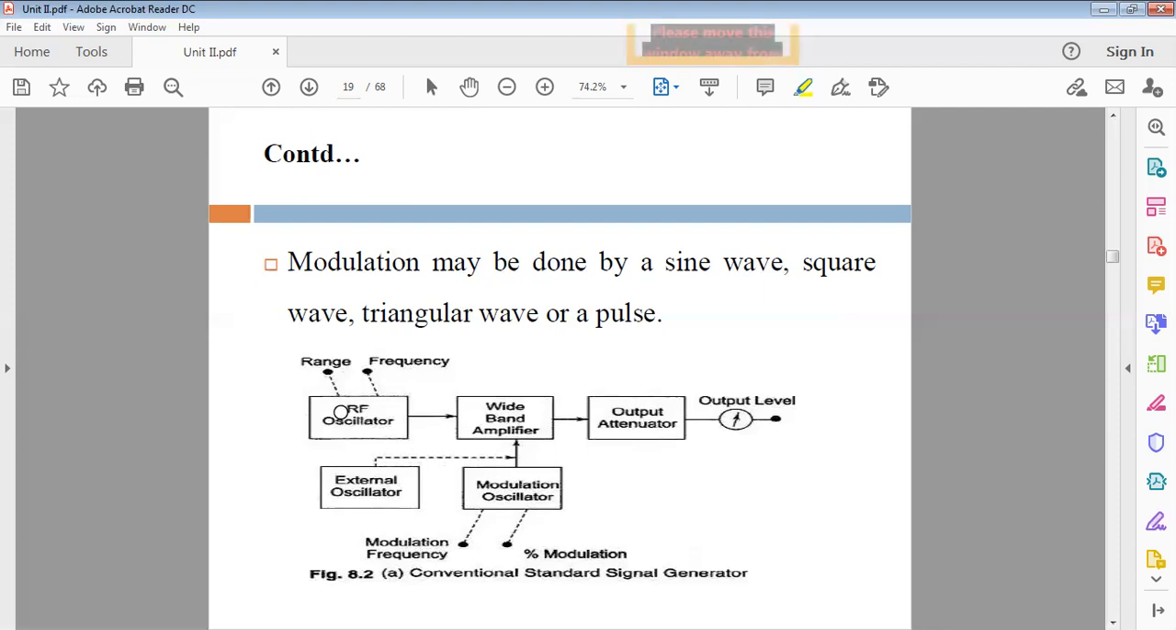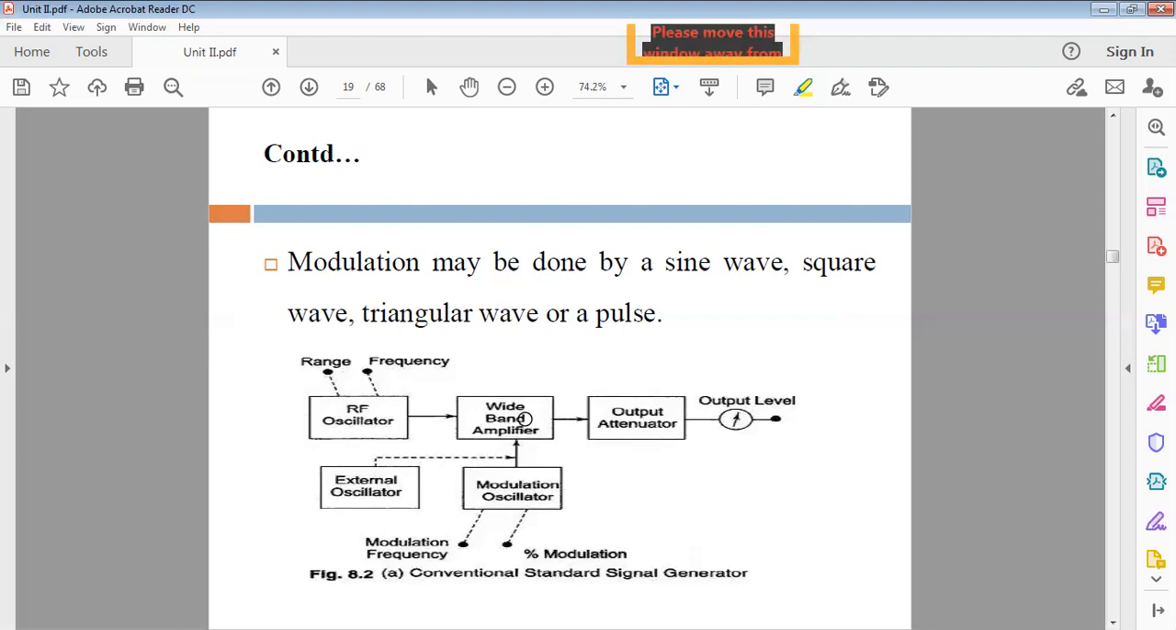Next. This RF oscillator will be generating a carrier signal with a constant amplitude whose frequency can be varied over a wide range by using this range and frequency knob controls. In this RF oscillator, we are using an LC tank circuit which is used to produce the carrier signal. In that LC tank circuit, by changing the value of capacitance, we can change the value of the frequency of the signal generated. This generated carrier signal will be given to the wideband amplifier.